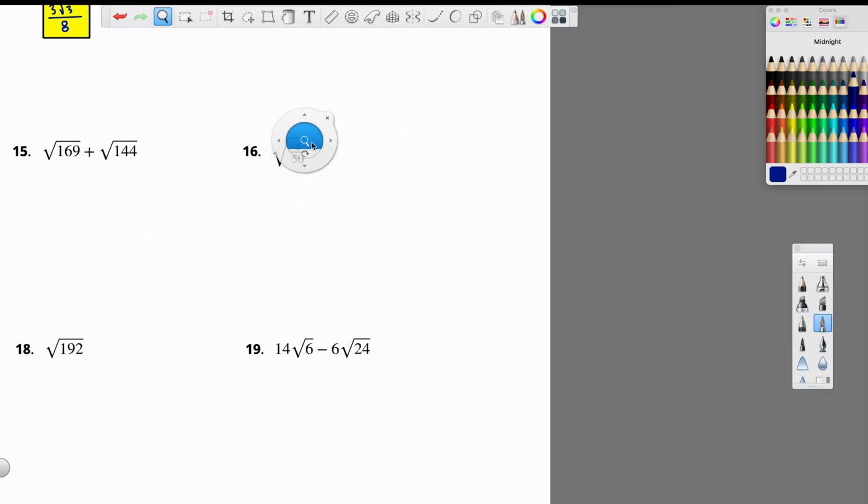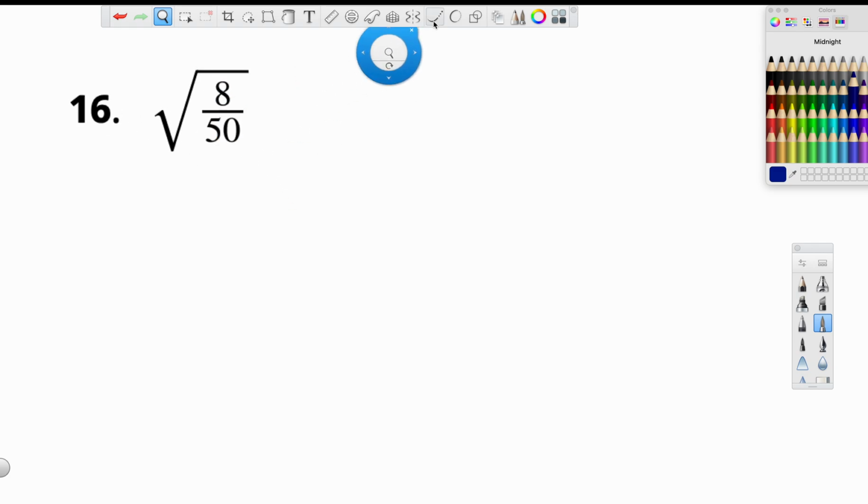Okay. 16, this one is going to have an extra step here that we're going to do. So the square root of 8, we just did the factor tree for 8. So we know a 2 is going to come out.